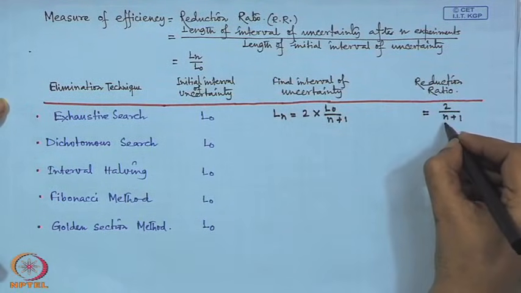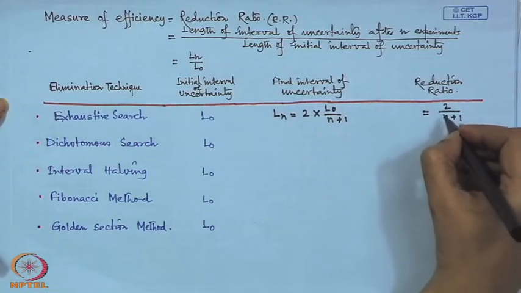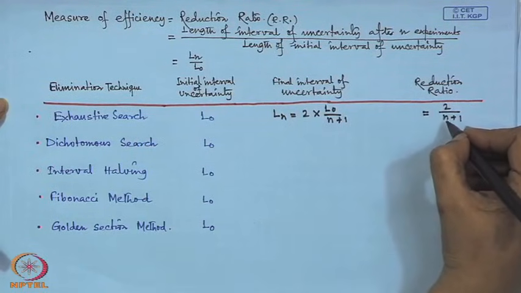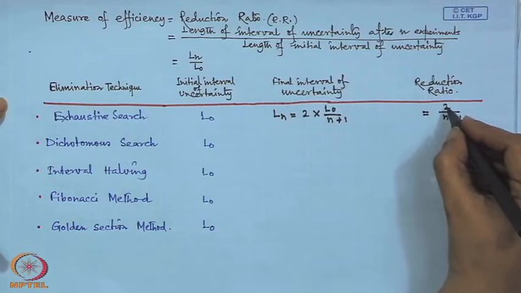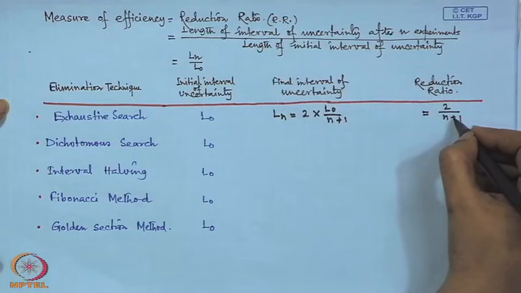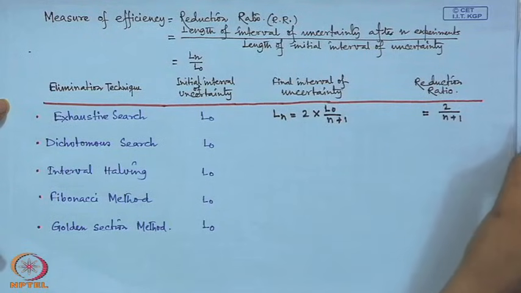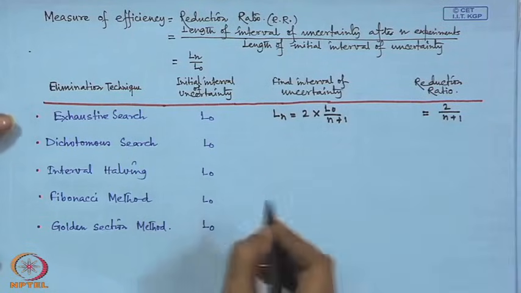What is n? n is the number of experiments. If we do 2 experiments, that is very less for iteration, that should be 2 by 3. If we do 6 experiments, that would be 2 by 7, that is the reduction ratio. For the method which has a lesser reduction ratio, that method is much more efficient for us.